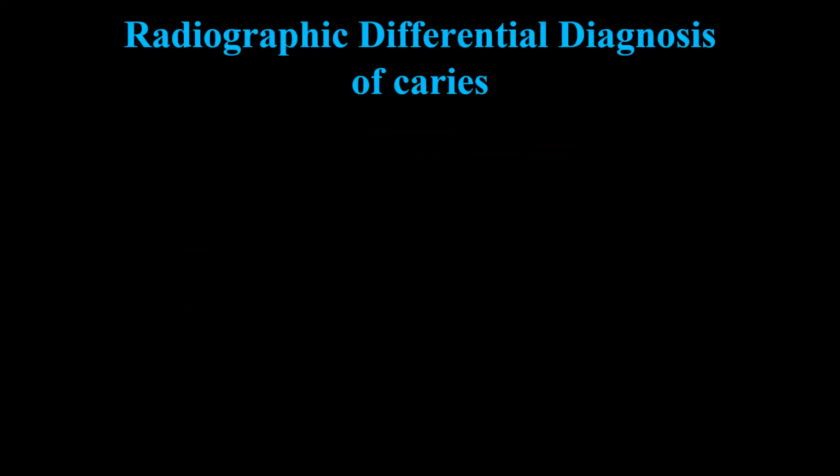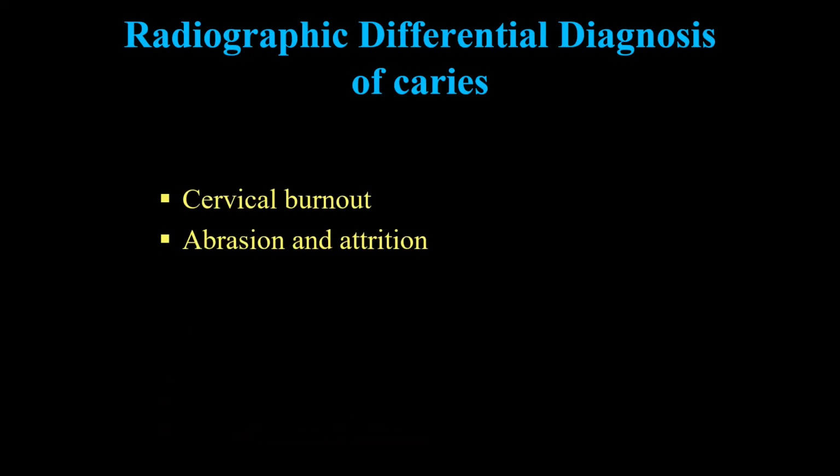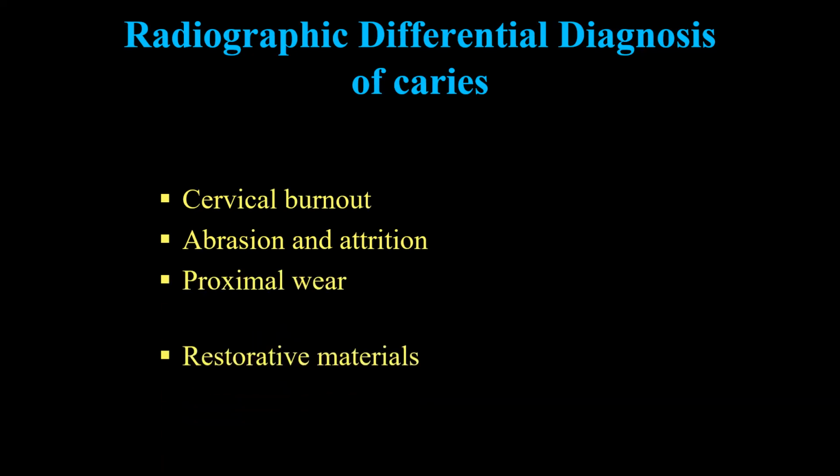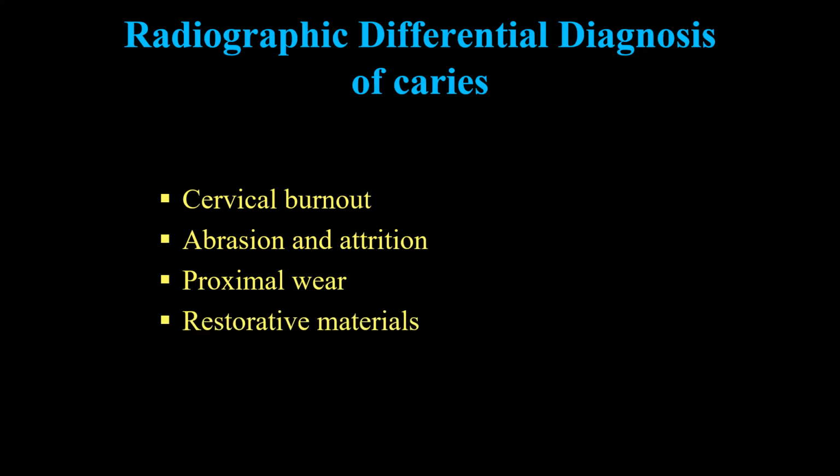So what are the different differential diagnoses for caries? Radiographic differentials. First one is cervical burnout. Then there is abrasion and attrition, which is also seen as radiolucencies on the teeth. Then there is proximal wear. And again, restorative materials, which we have already discussed. So let's see what is cervical burnout.